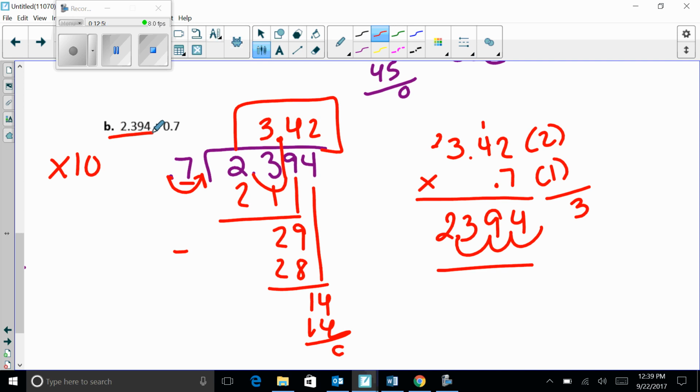Okay, so again, this is the shortcut. If you don't understand the shortcut, eventually you'll catch on to it, but if you want to keep multiplying by tens until your divisor is a whole number, that's perfectly fine with me.